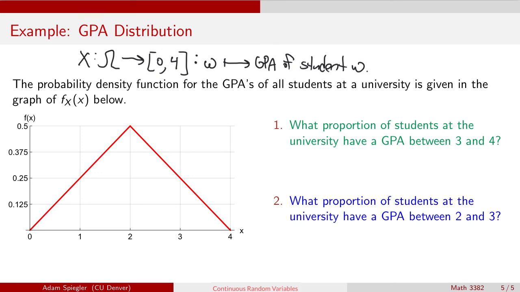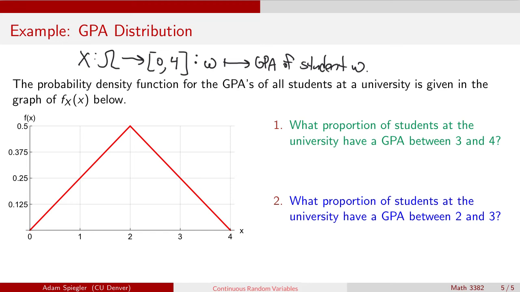Okay, so to close things out for this video, let's consider the following example. Our sample space is going to be the set of all students at a university. So that's going to be omega. And the random variable x is going to be what we get when we randomly select a student, and x is going to map that student to their GPA.